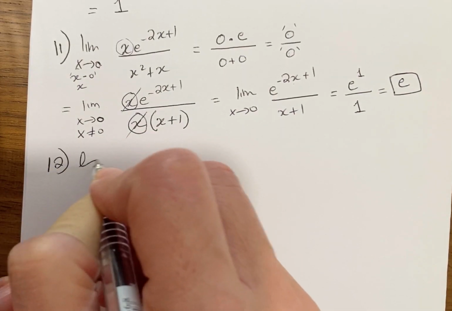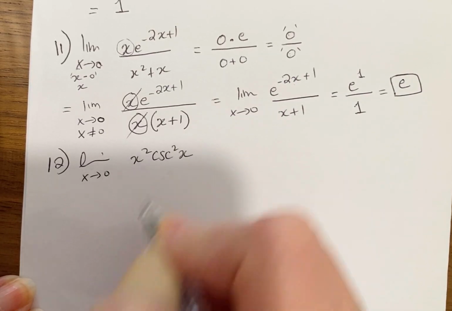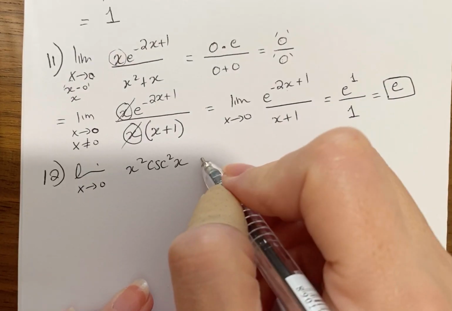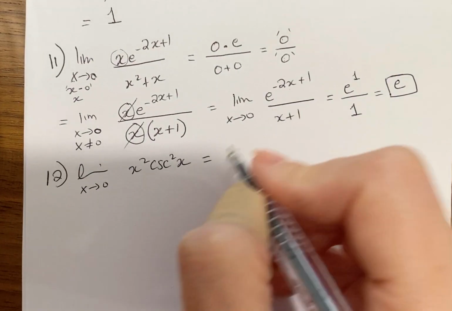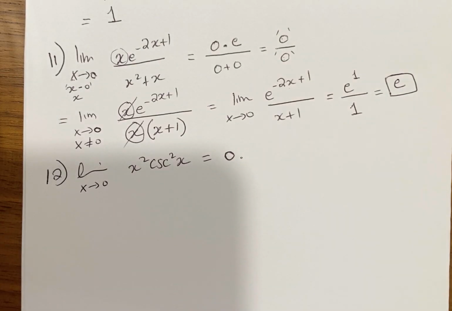Number 12. Limit as x approaches 0 of x squared cosecant squared x. Again, when I try to solve this problem, I will get the limit of x is 0. What's the limit of cosecant x as x approaches 0? What is cosecant x? Cosecant x is 1 over sine x. So at 0, 1 over sine x will be what? 1 over 0.